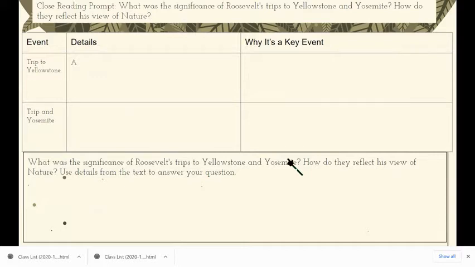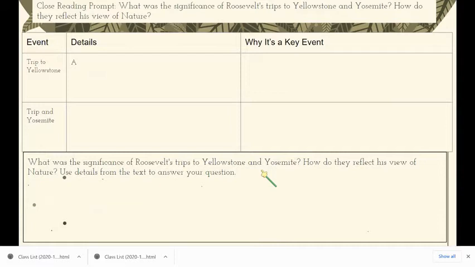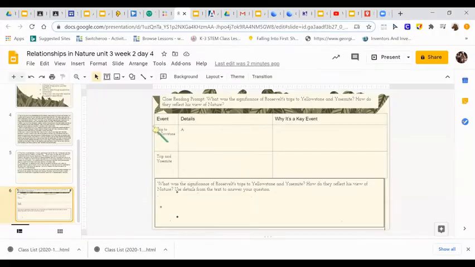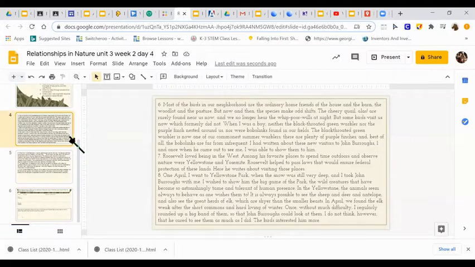So we're going to look for some details and then why those are important events, key events. And then we're going to summarize the 2 trips and how important they are and how they end up reflecting his views of nature. Okay? I don't know why I have an A there. All right, so let's take the first one. We're going to look at his trip at Yellowstone. And what we're doing is we're looking for events that are important to help us understand what he saw.